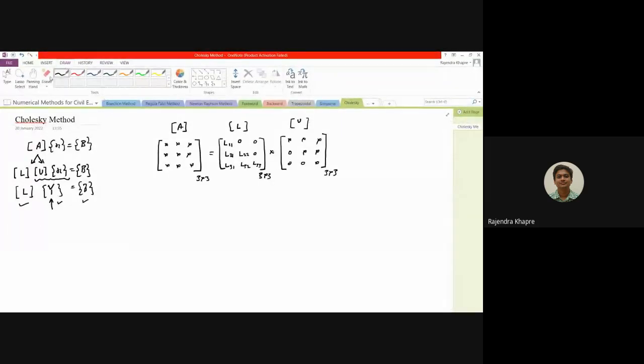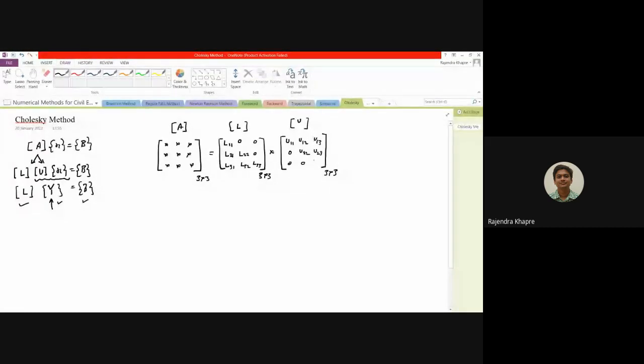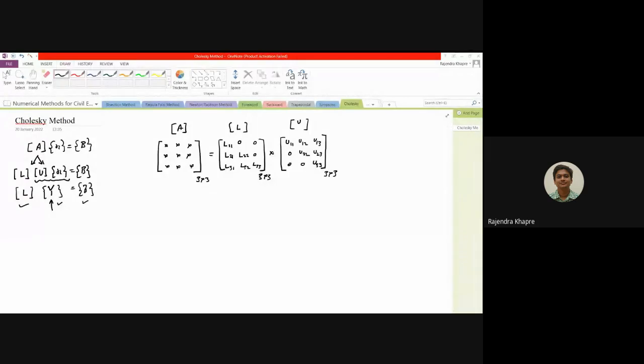Okay, on similar lines I am going to write down the values over here in the upper triangular matrix. So this will be u11, first row first column, u first row second column, u first row third column, u second row second column, u second row third column, and u third row third column. Okay, is it clear to everyone? Students, is it clear to everybody?